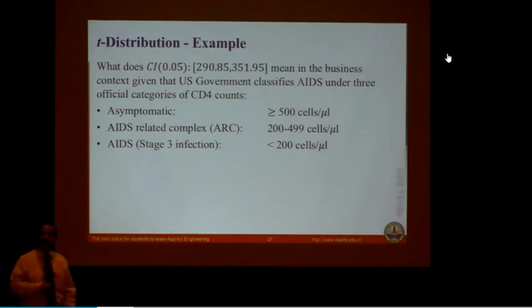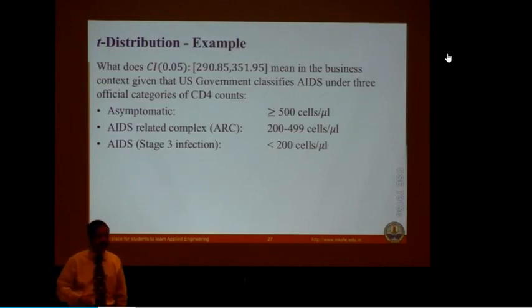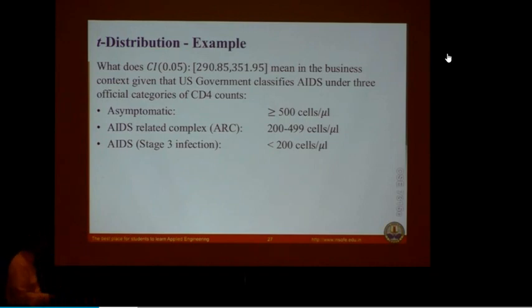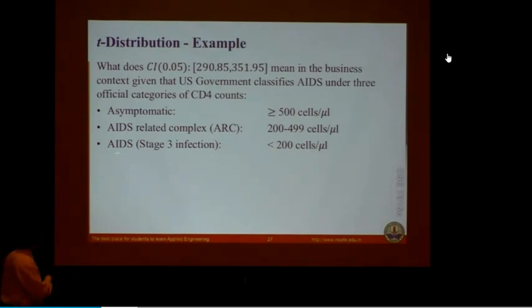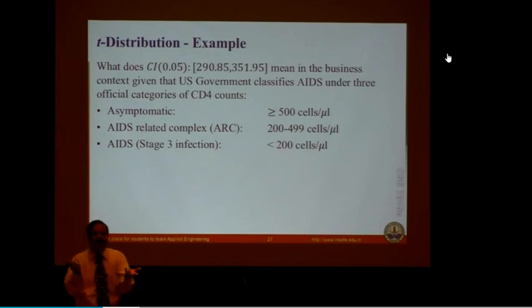Asymptomatic, that means there are no symptoms of AIDS, which means the number of CD4 cells will be more than 500 cells per microliter of blood. AIDS-related complex, ARC, 200 to 499. Less than 200, very few immune cells are left. This is stage 3 full-blown AIDS. That's what it is. Given that understanding of CD4, what do CD4 numbers mean?